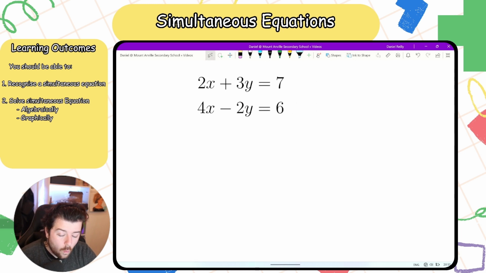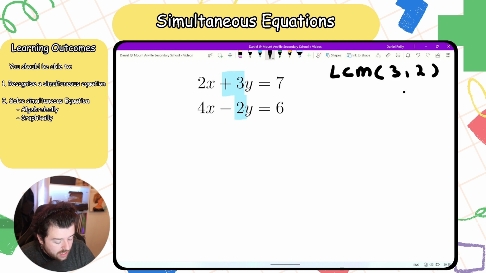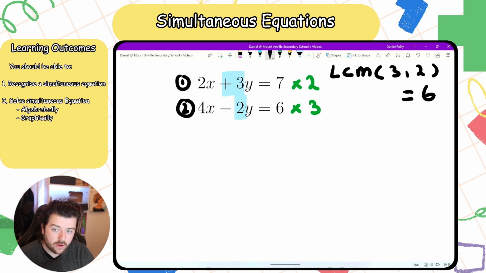We find the lowest common multiple of 3 and 2, which is 6. So I multiply my top line by what number to get 3 to 6? I multiply my top equation by 2, and I multiply my bottom equation by 3. This is equation 1 and equation 2. It's always helpful if you label your equations.